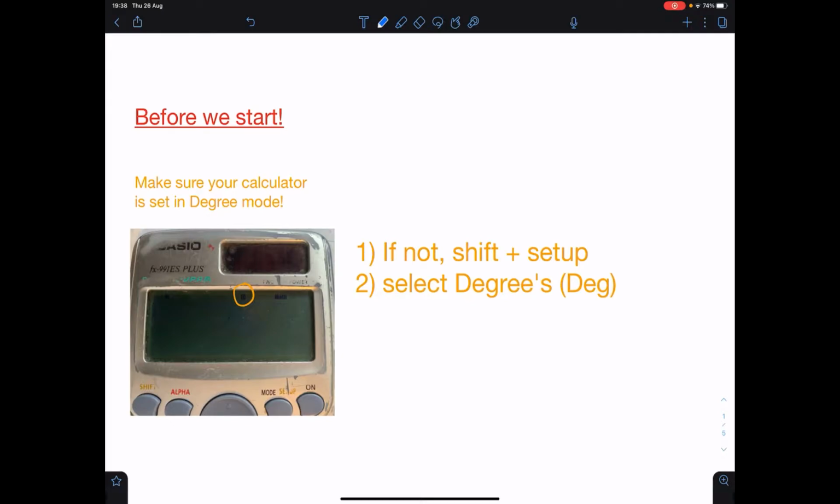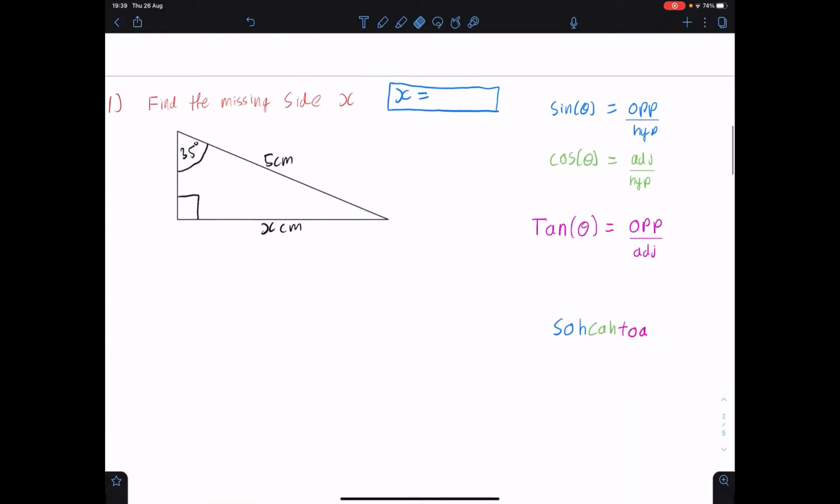And if it's not set in degree mode, on a standard Casio calculator, the way to change it to degree mode is Shift, Setup, and then you'll have an options menu and you want to click degree, which is usually just DEG. For me, it's number 3 in that menu. And you know it's in degree mode if there is a little D on the bar at the top. Okay, so let's get into it.